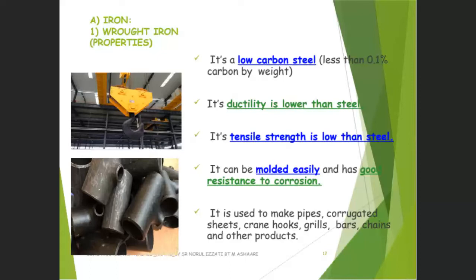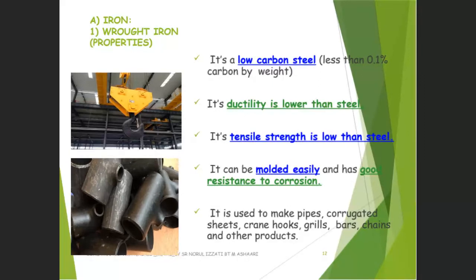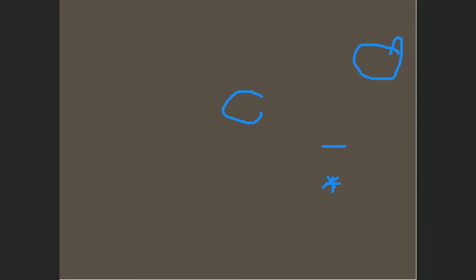Another property of wrought iron is that it is low carbon steel. It has a very small proportion of carbon, about 0.1% carbon by weight. This is the ratio that you normally see in the manufacturing process. In terms of ductility, it is lower than the steel. The tensile strength is lower than the steel. It can be molded easily, and has very good resistance to corrosion.